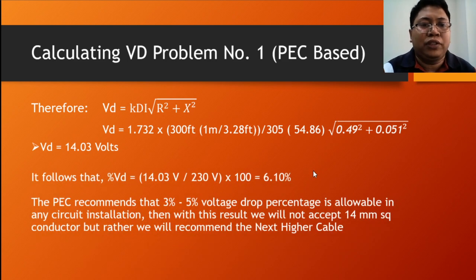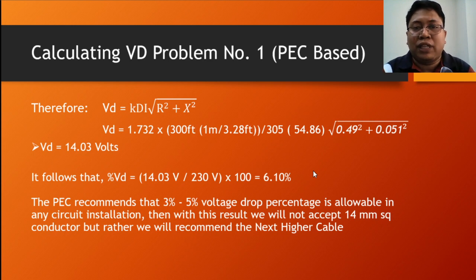It follows that the percent voltage, since nakuha natin, divide natin sa 230, ito na yung system voltage niya. So, lumalabas 6.10% siya, which is based on the Philippine Electrical Code and as well as sa mga binanggit nating discussion nung nakaraang video tutorial natin. Ang nire-recommend lang nila ay 3 to 5% voltage drop.